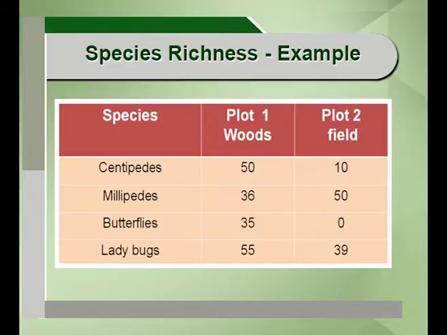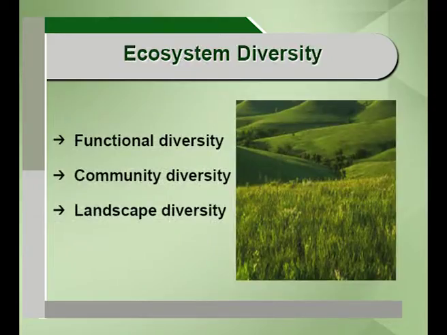So, plot 1 is having high species richness. If we talk about evenness, then again the species are well distributed in plot 1. So, the species evenness is also more in plot 1 as compared to plot 2. So, species richness and species evenness show how rich a place is, how many species are present at a particular place. Now coming to the ecosystem diversity.